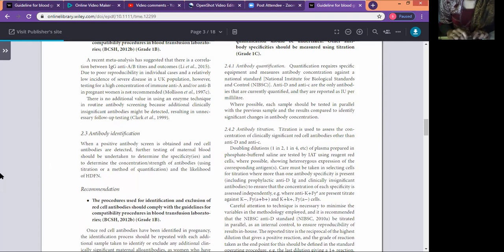Now, this specific equipment is a continuous flow analyzer, which will basically measure the antibody concentration using a national standard. They mention the NIBSC standard, which is used for the quantification, and the results are reported as international units per milliliter in these reports.